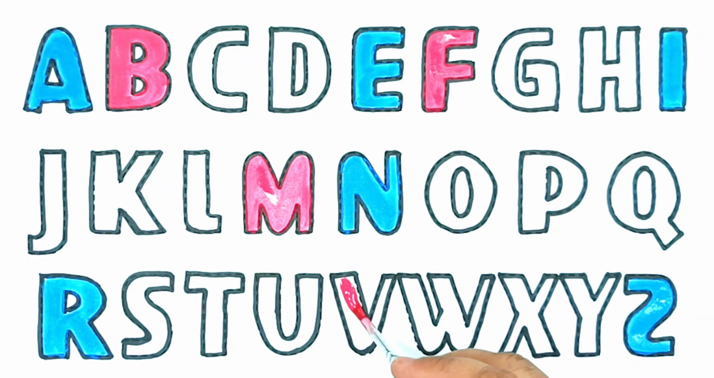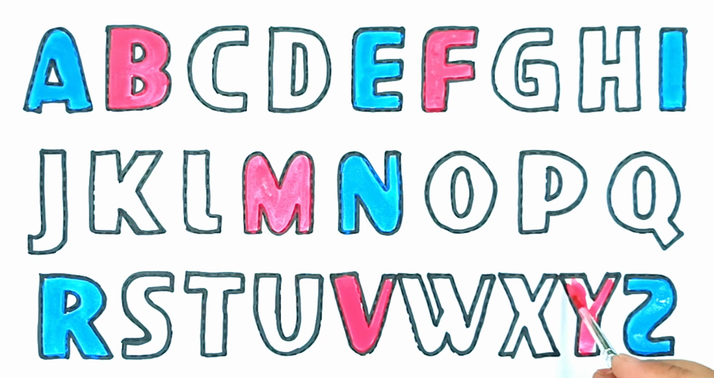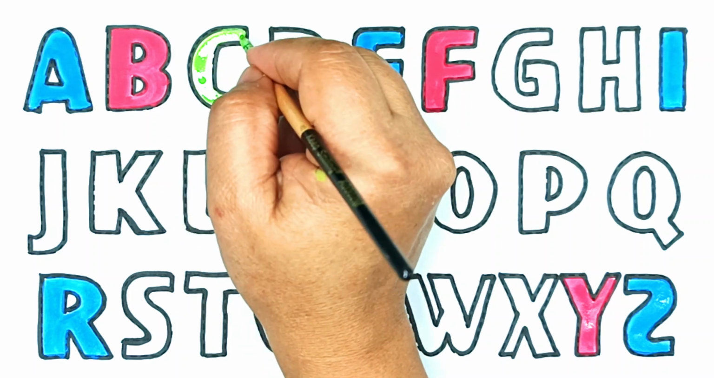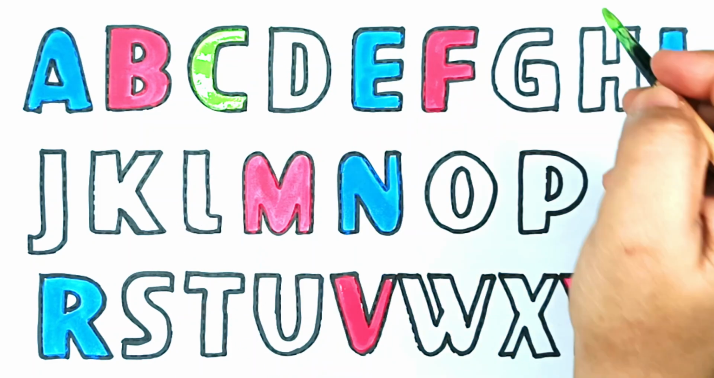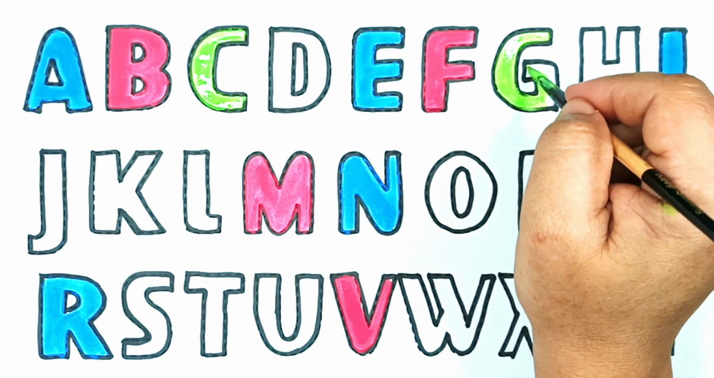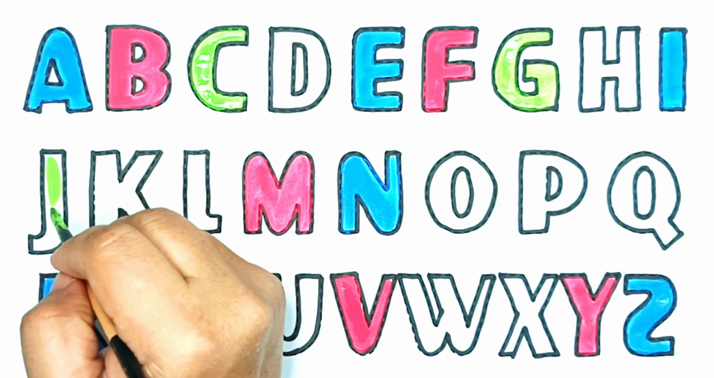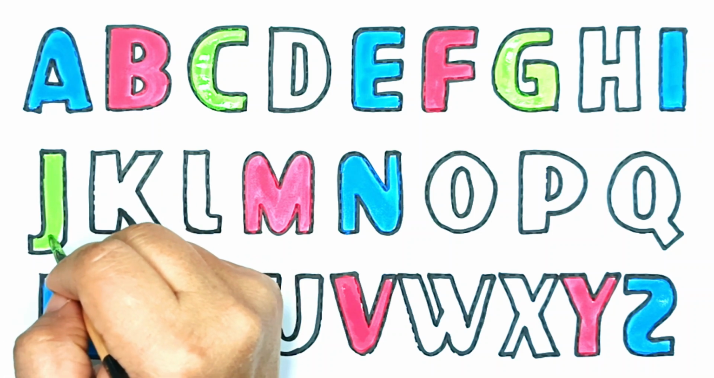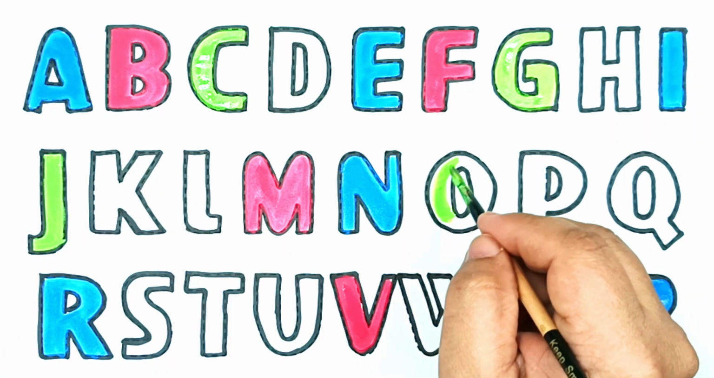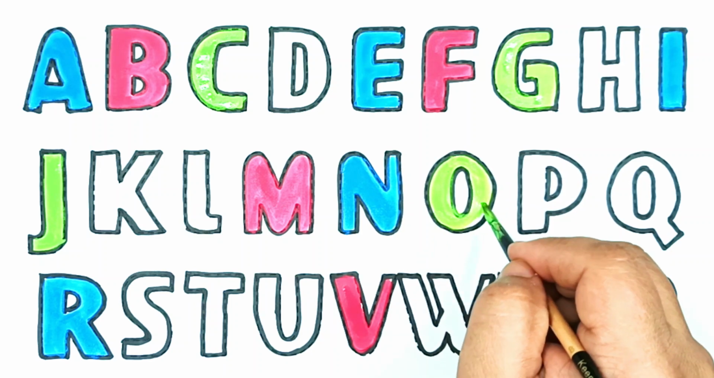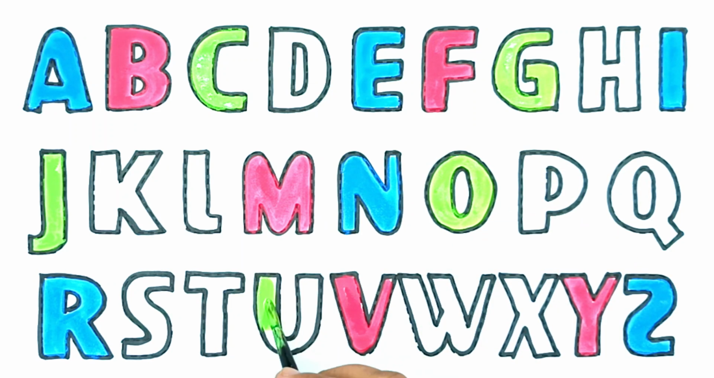M for man. V for van. Y for yacht. C for cat. G for glass. J for jam. O for onion. U for umbrella. X for xylophone.